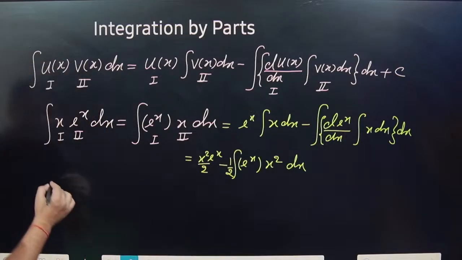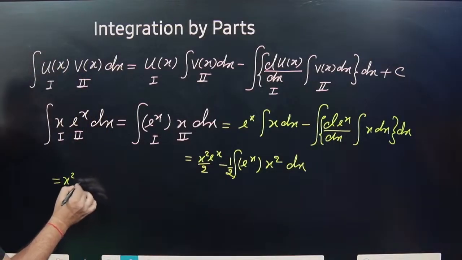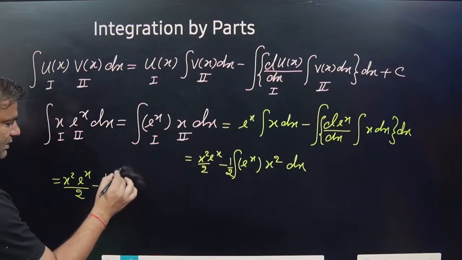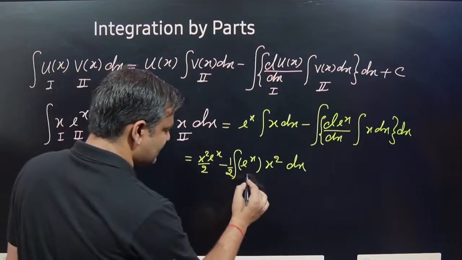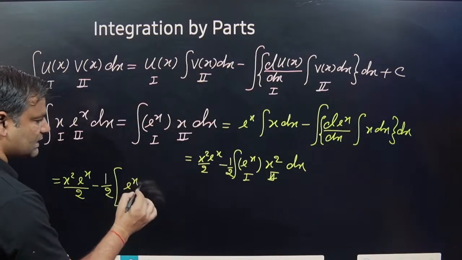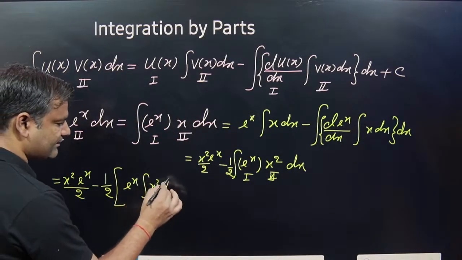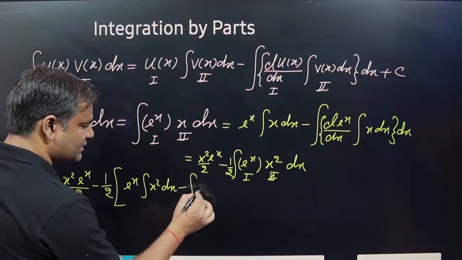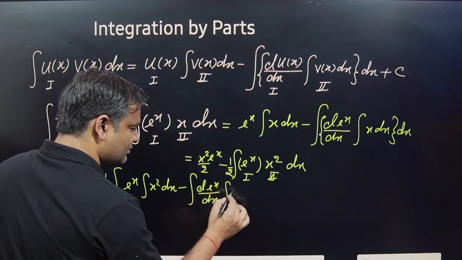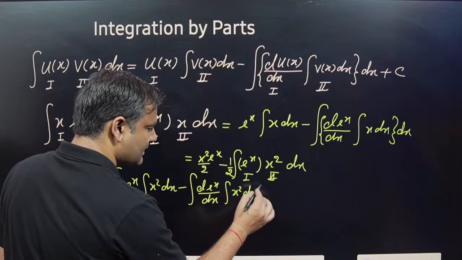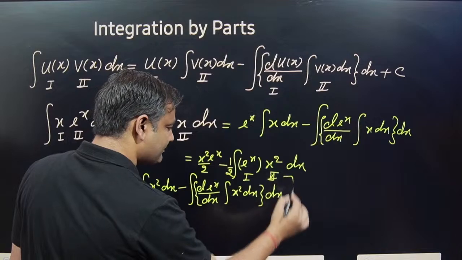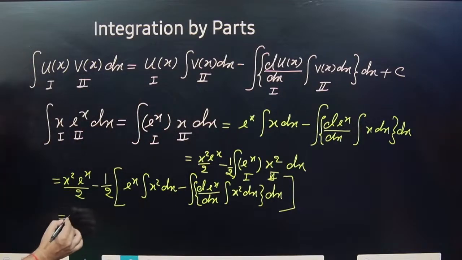Okay, look here. This one is written x square into e to power x by 2, and here 1 by 2. Now this one is taken first and this one is taken second. So first into integration of second, minus differentiation of e to power x divided by dx into x square dx. After that, clear?